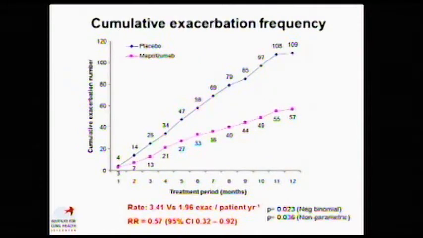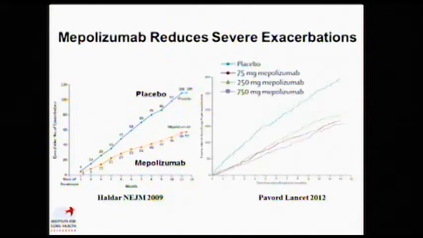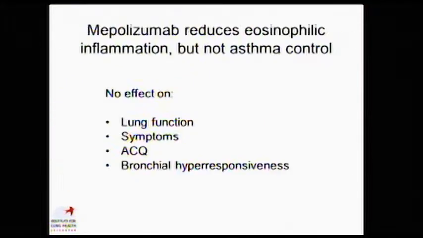And our primary outcome was asthma exacerbations, and sure enough, patients treated with mepolizumab reduced their exacerbation rate by about 50% compared to controls. And this has been confirmed again in further studies of mepolizumab. So here on the right is the DREAM study, where different doses of mepolizumab were all very effective at reducing the rate of severe exacerbations. But again in these studies, anti-IL-5 had absolutely no effect on lung function, day-to-day symptoms, asthma control score, or bronchial hyperresponsiveness.